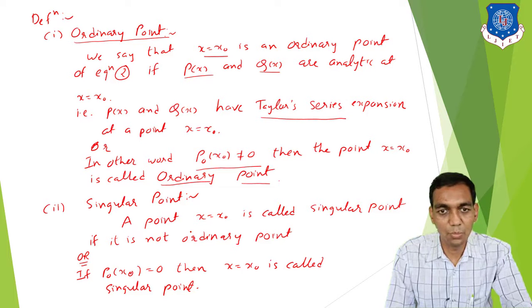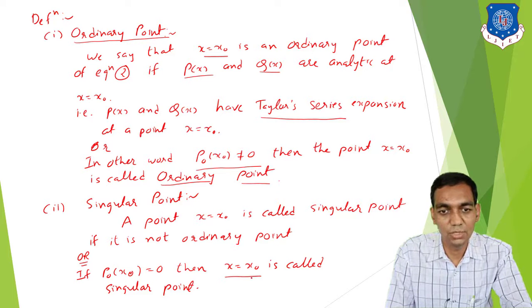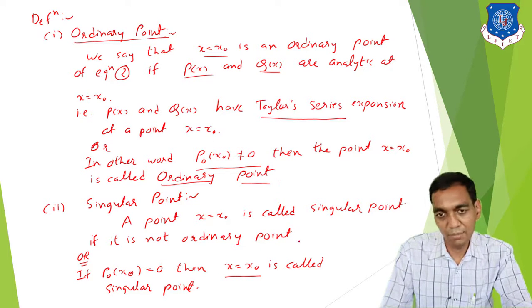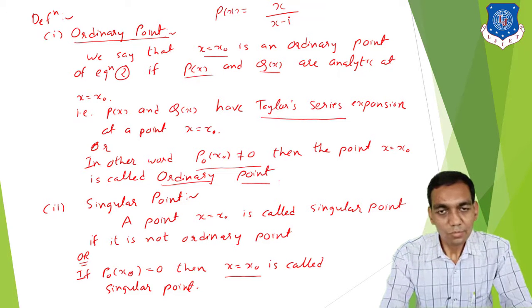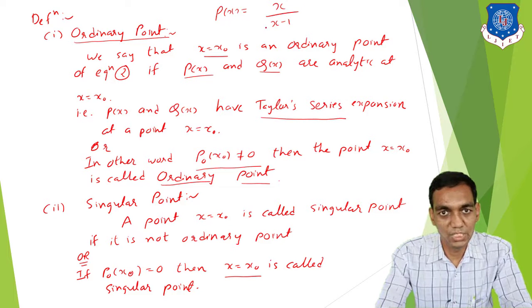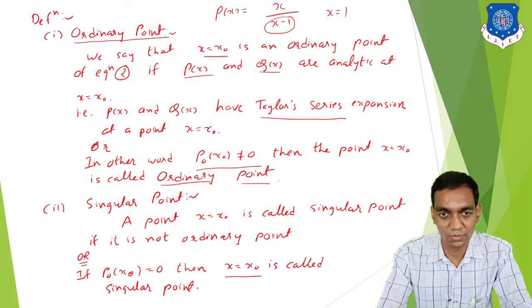Vice versa, a point x0 is called singular if it is not ordinary. That means if the value of the denominator is 0 at a point x0, then the point x0 is called a singular point. I am writing a very simple example. Suppose p of x is equal to x upon x minus 1. So this p(x) is not analytic at x equal to 1. Why? Because the denominator is 0 at x equal to 1. So x equal to 1 is going to be a singular point.